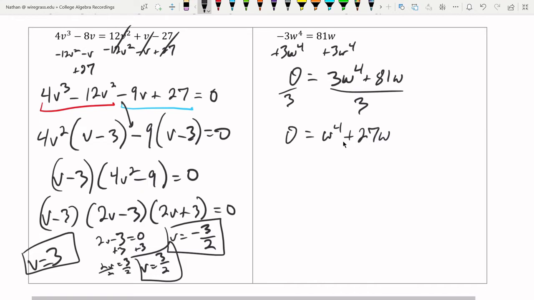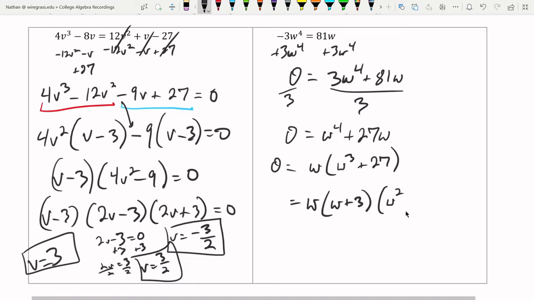And I can factor this side. Now I can take out a w first. W cubed plus 27. And w cubed plus 27, 27 is 3 cubed. That means this is a sum of 2 cubes. So I can factor it down immediately into w plus 3, then w squared plus 3w plus 9. I just used that algorithm that I described in that previous video.